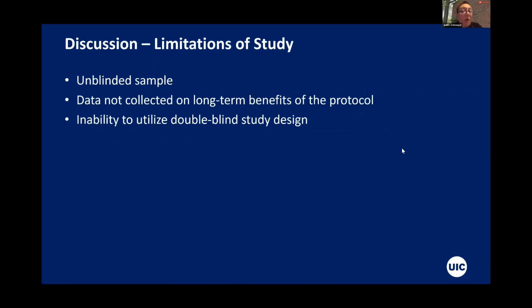Well, this, though, was an unblinded sample. What does unblinded sample mean? It means everyone, including the investigators and the patient, knows who's getting acupuncture and who's getting no treatment, which creates what we call bias and leads to untrue effect. The data was not collected on the long-term benefits of the acupuncture protocol, and we were not able to use a double-blind study design. Double-blind means that acupuncturists and participants are blinded to the intervention, as I had mentioned.